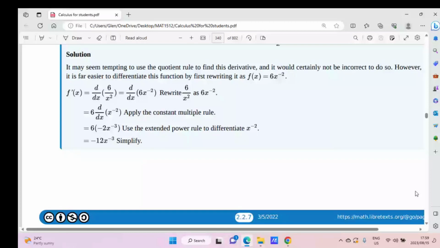Because the memo has these things and they mark them. You see where you write apply the constant multiple rule, they give you a mark for writing those. So I'm asking, every time you solve, must you write apply constant multiple rule, use extended power rule, simplify?